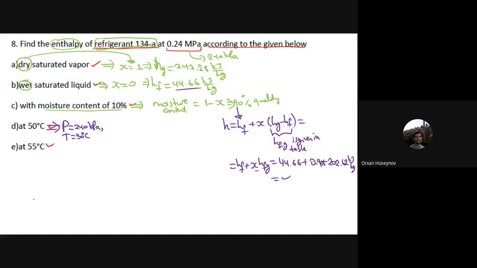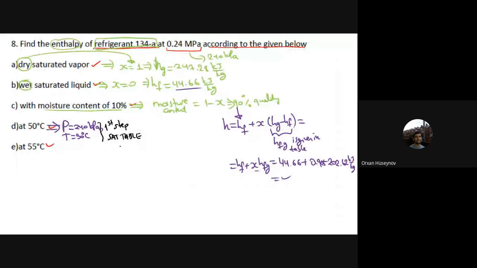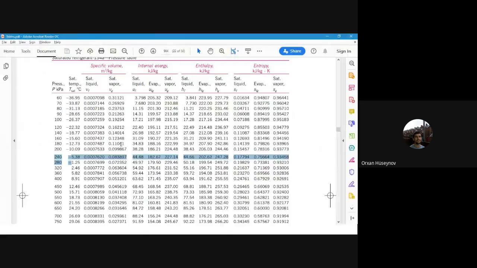Celsius. If you remember, we said in our previous lecture that first of all, we should check the saturated table. The first step is the saturated table. If it is not in the saturated table region, then it should be either superheated or compressed. So let's have a look here.